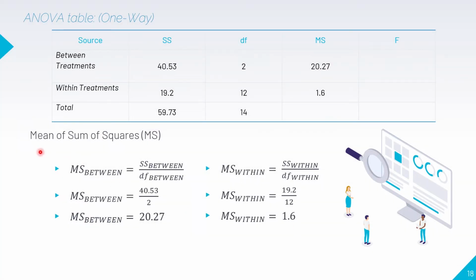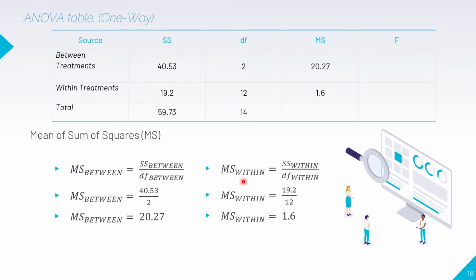Next, let's solve our mean of squares, or MS. Our mean of squares in between is simple. We have the formula MS between is equal to SS between divided by its df. So we have 40.53 divided by 2, and MS between is equal to 20.27.